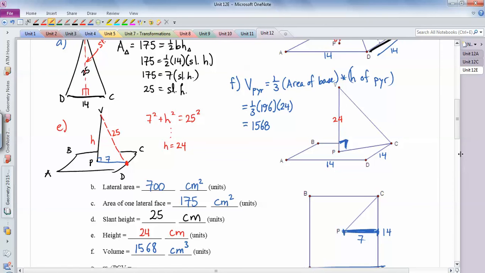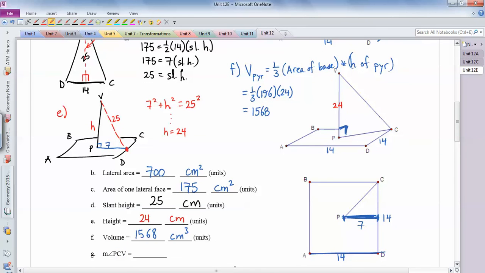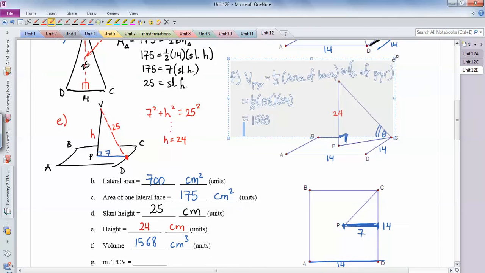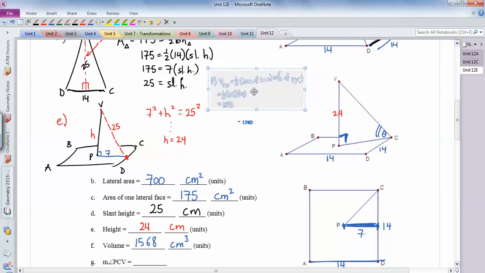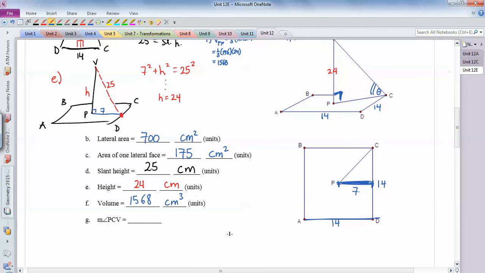So then there's one last thing. Find the measurement of this angle, PCV. Well, that's this one right here. So I'm going to call that theta. So if I knew one other side of this triangle, let me shrink this one down. If I knew one other side of this VPC triangle, I could use trig on it. And it turns out you could solve for VC or PC. So I think PC is a little bit easier to look at.